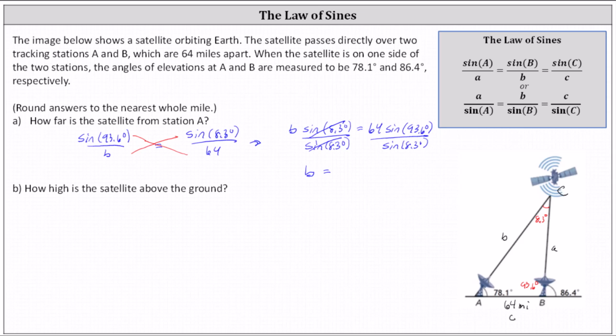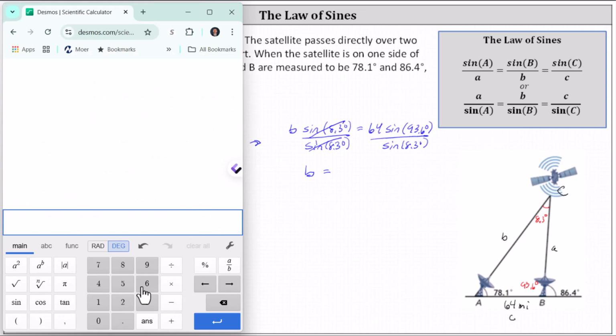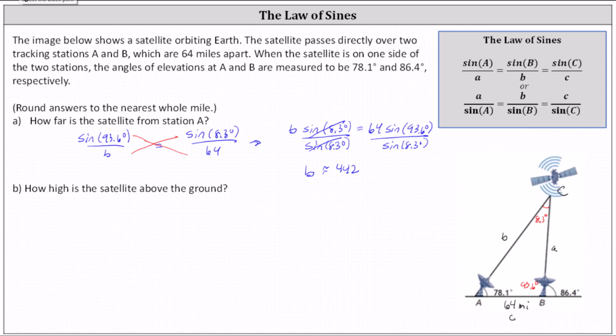And now we go to the calculator, and we are told to round to the nearest whole mile. We have 64 sine of 93.6, close parenthesis, divided by sine of 8.3. Enter. Because of the tenths place value, we round down to 442 miles. To the nearest mile, the satellite is 442 miles from station A.